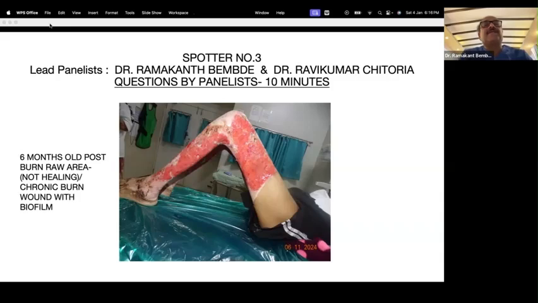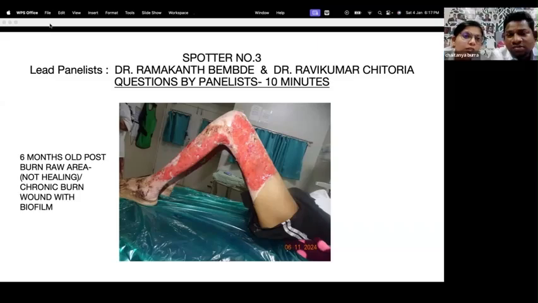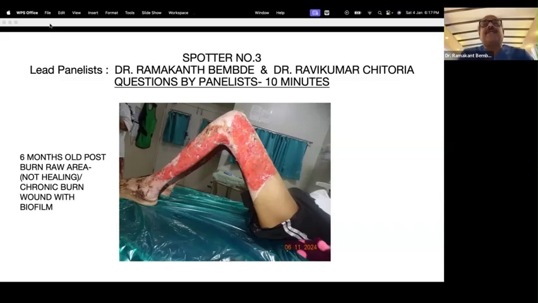Can the other team tell the correct way of taking the biopsy? We can go for an edge wedge biopsy. Puncture biopsy, sorry. No. I will tell you the correct way: scrape the granulation tissue and take the biopsy from the base of the wound. That is the correct way to know the organisms.